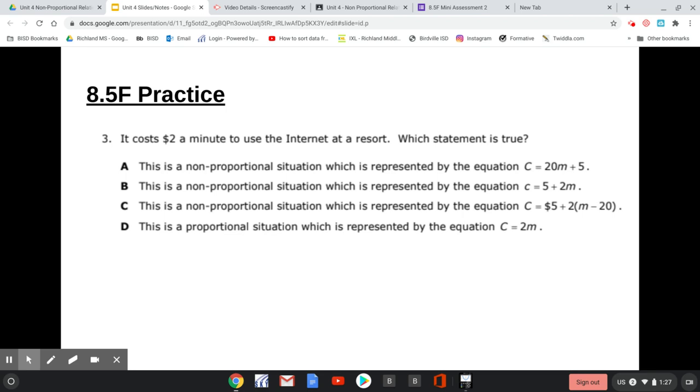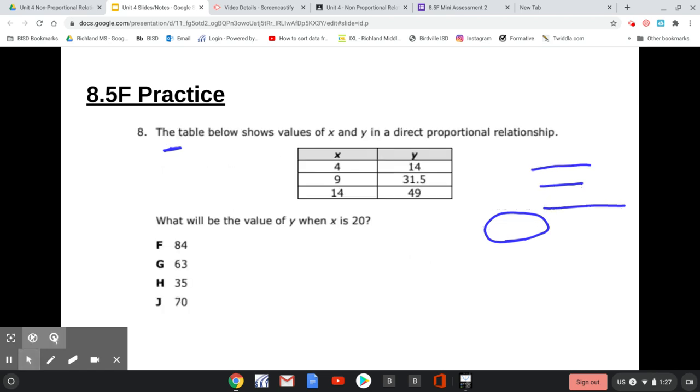So this question is telling us it costs $2 a minute to use the internet at a resort. What statement is true? Well, I only see one number in this statement, so I know it can't be that, or this, or this. And since they say $2 a minute, that's like per minute, each minute, every minute. So we know this is a proportional statement because it doesn't start with any dollar amount. It's just $2 each minute. Your answer would be D. Let's go to the next one.